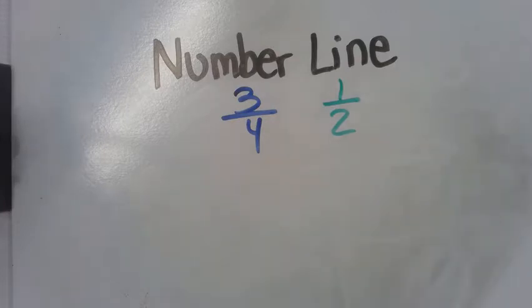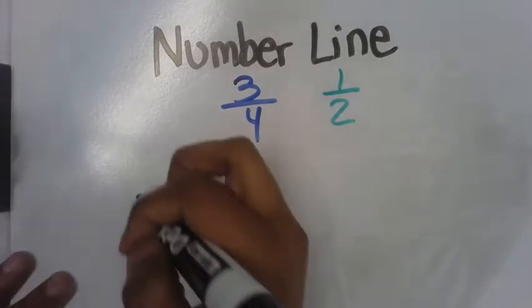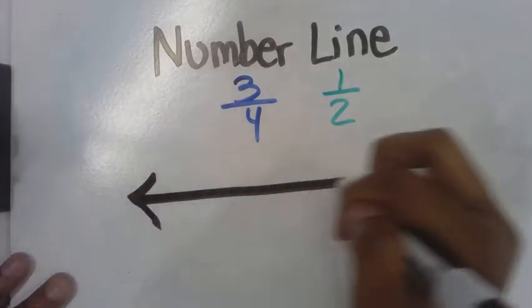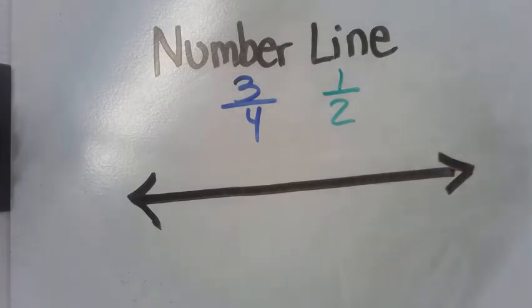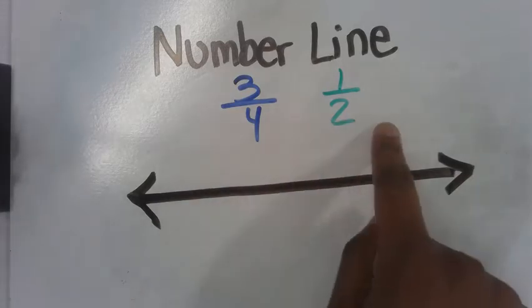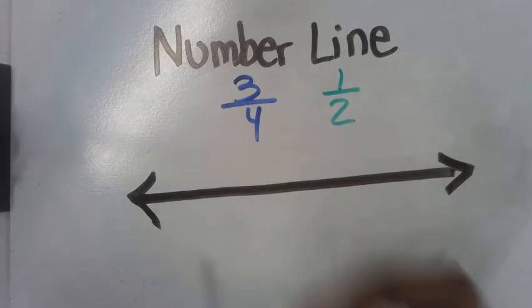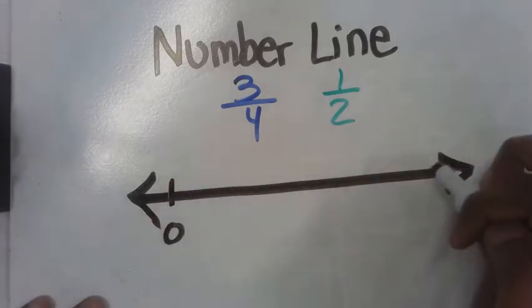All right, so this next strategy for comparing fractions is called the number line strategy. So the first thing we need to do is draw a number line. Now looking at these fractions, I can tell that 3/4 and 1/2 are going to be between the two whole numbers, 0 and 1.